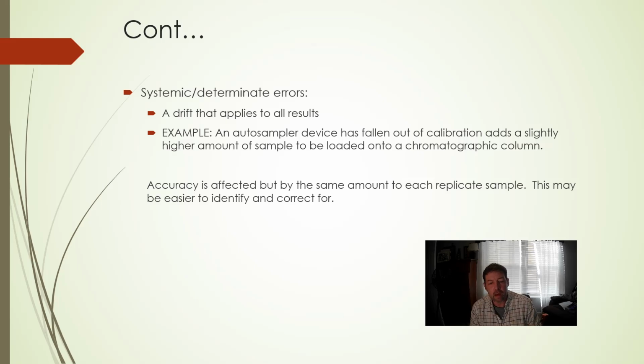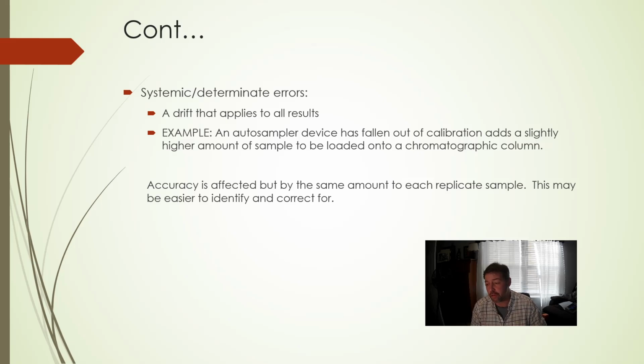Accuracy is affected, but by the same amount to each replicate sample. So again, it's going to affect everything, carry through your analysis the whole way. It makes it easier to identify and correct for because you have a set value that everything was off by. If everything was off by 3%, well, you could correct your data depending on what you're doing.